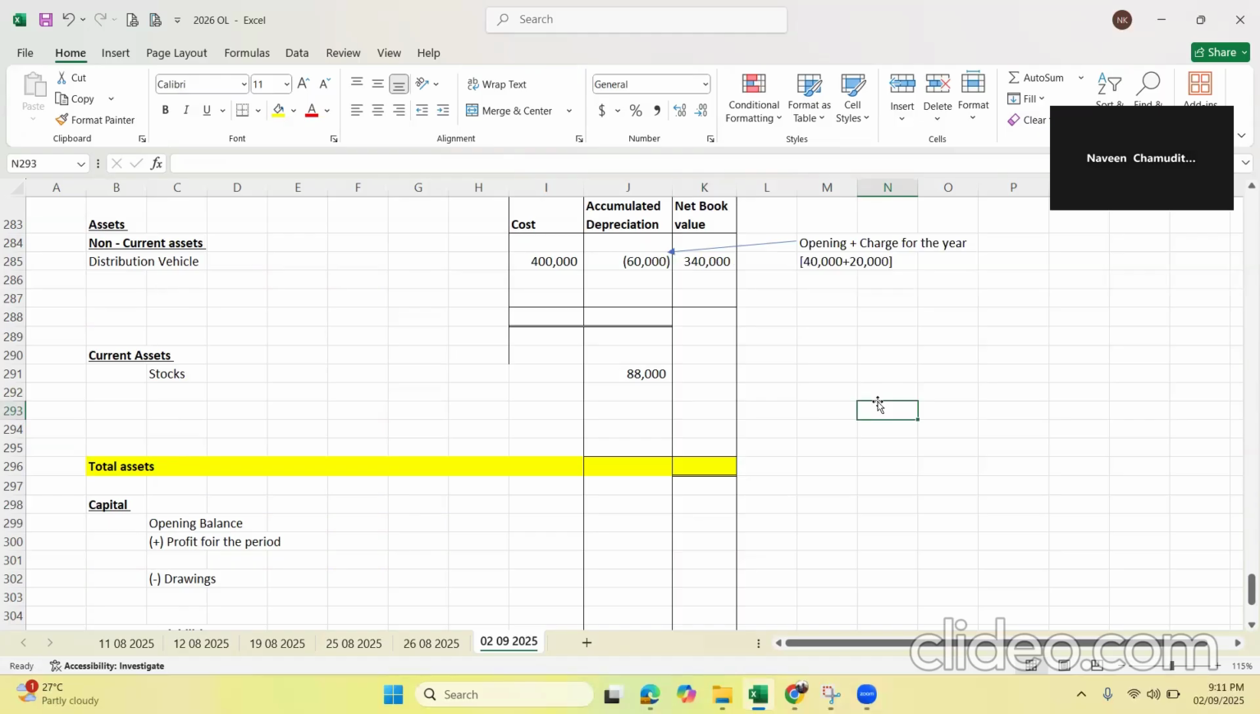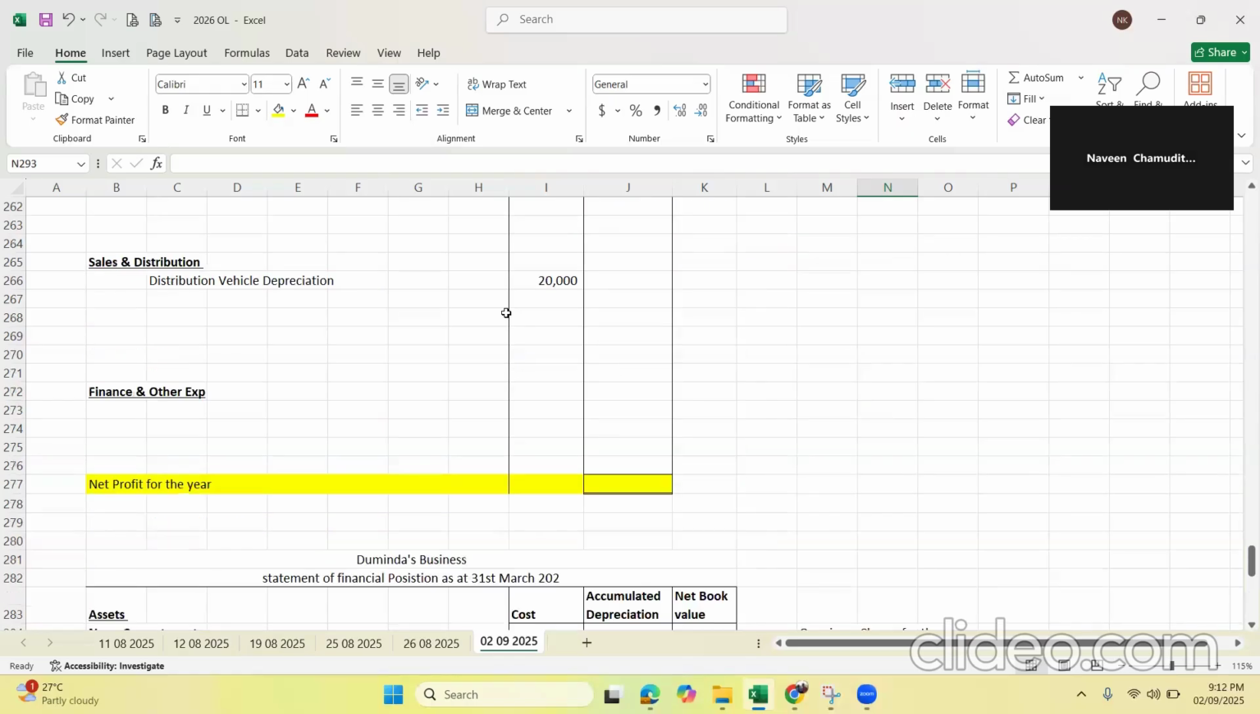So see here, very important. How do you make the depreciation adjustments? You take the cost of the assets, then you deduct the accumulated depreciation. Accumulated depreciation means opening plus charge for the year. So opening is given 40,000. Then the charge for the year came 20,000. Then the total depreciation is 60,000. Done.